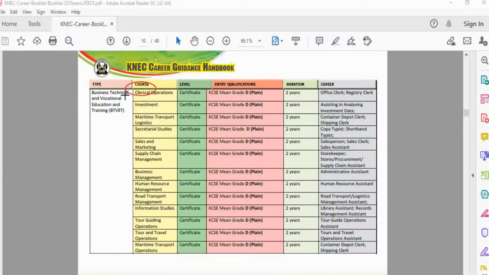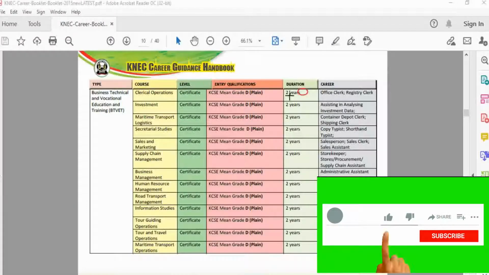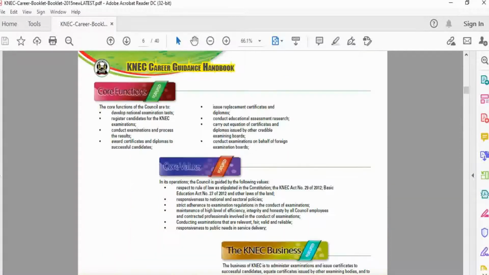You can check the course here. The level here, is it diploma or certificate? The entry requirement here, the duration of the course here, and the potential career here. This career guidance handbook is also available online, because I also downloaded this online.